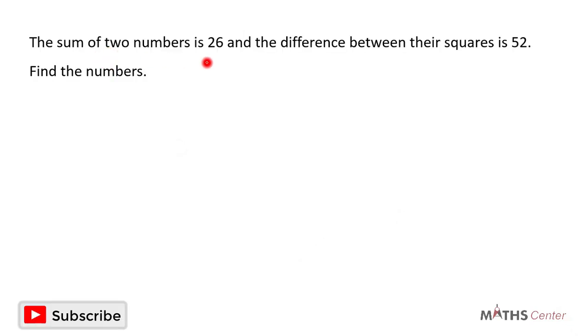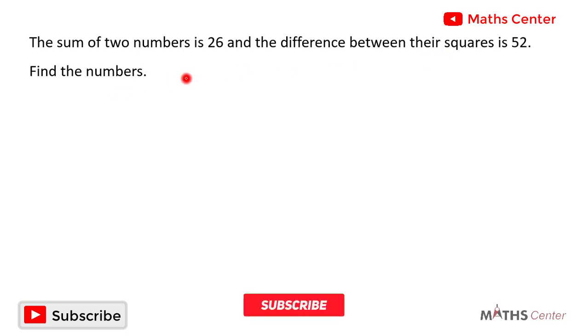The sum of two numbers is 26 and the difference between their squares is 52. Find the numbers. So we are looking for two numbers that when you add them, you get 26. And when you find the difference between their squares, that is when you subtract the square of one from the square of the other, you get 52.